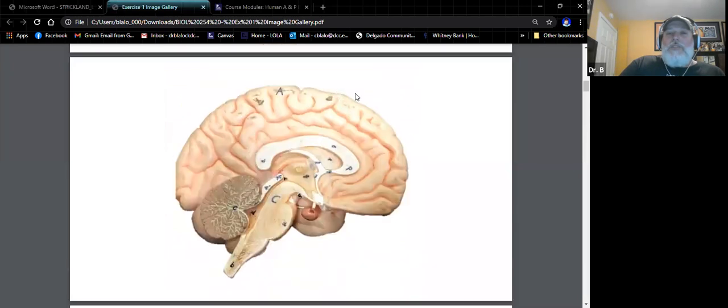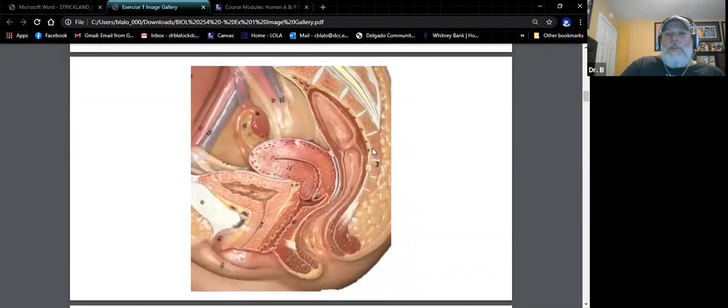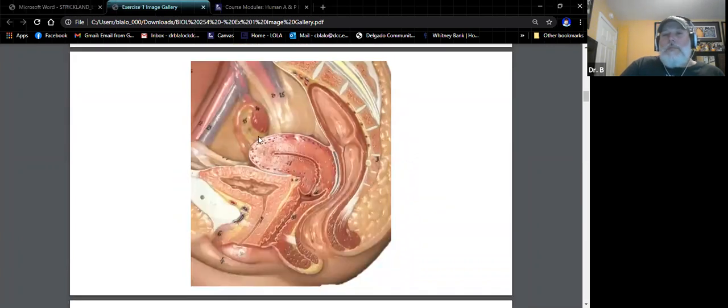Here is a mid-sagittal section of our brain. So 3 things we can see on here related to endocrine function: the pituitary gland right there, the hypothalamus right here, and the pineal gland right there. Female reproductive system, okay? We have an ovary over here, and we have the uterus right here.